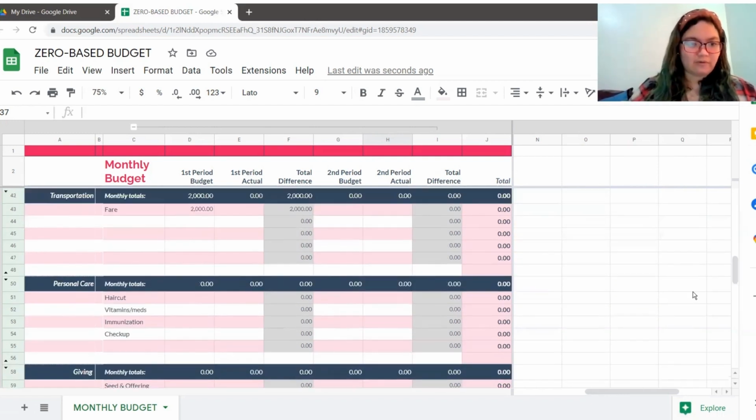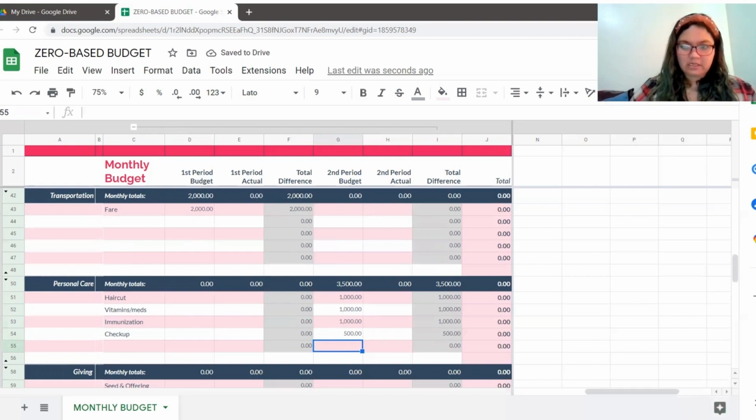So very important yung fund money kasi parang bayad din natin yun sa sarili natin. So it's okay to spend for ourselves pero dapat nakalagay sa budget. Okay? Naka-budget yan dapat. Haircut is 1,000, and then yung vitamins ay 1,000 din. Immunization ni baby ay 1,000 din, and then check-up ni baby 500.